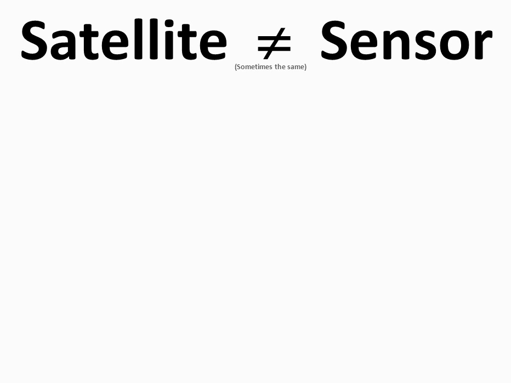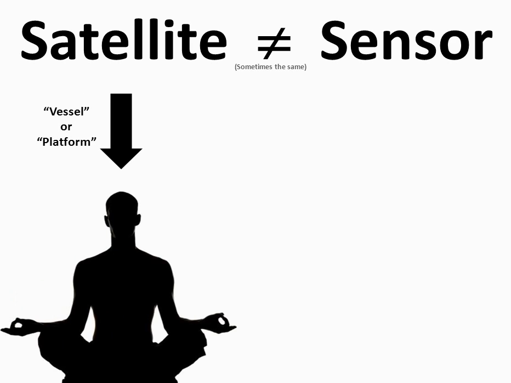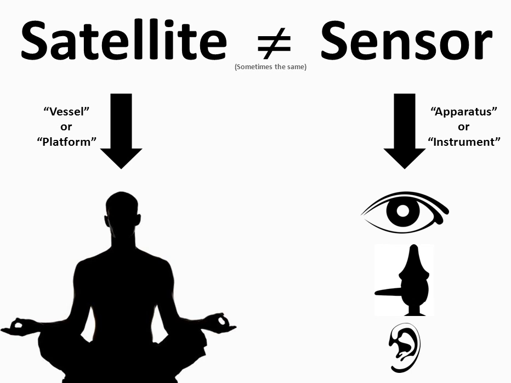Another common point of confusion is understanding the difference between the satellite and the sensor itself. Sometimes the names are the same, and oftentimes they're different. Using the human body as an example, you can think of the satellite as the human body, often termed the platform, and the sensor would be the instruments on board that do the sensing. So in our case, the instrument that does the sensing would be our eyes, our nose, and our ears.